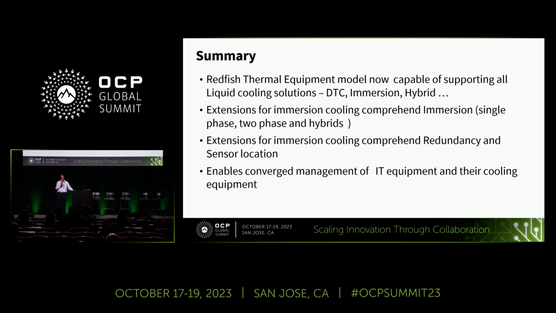And with that, the Redfish thermal model now can support every possibility: any liquid cooling, direct-to-chip, immersion. I know there are folks doing hybrids too. I know I focused on single phase because that's a harder problem from a manageability standpoint. Two phase also works; it's a little bit easier from a manageability standpoint. And these extensions have been submitted to the Redfish forum at this point from OCP, and thank you for accepting it.